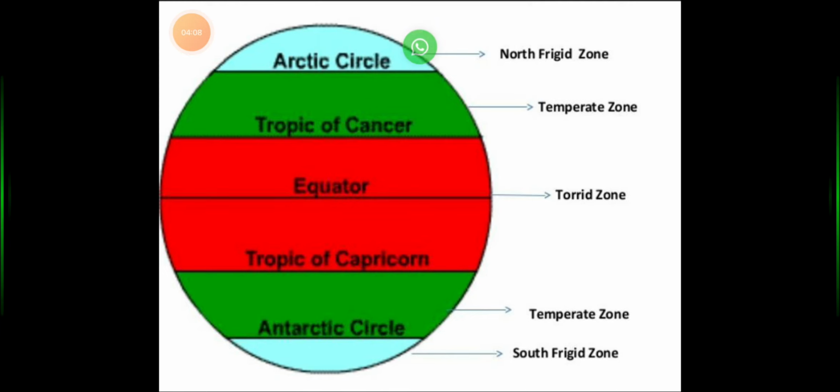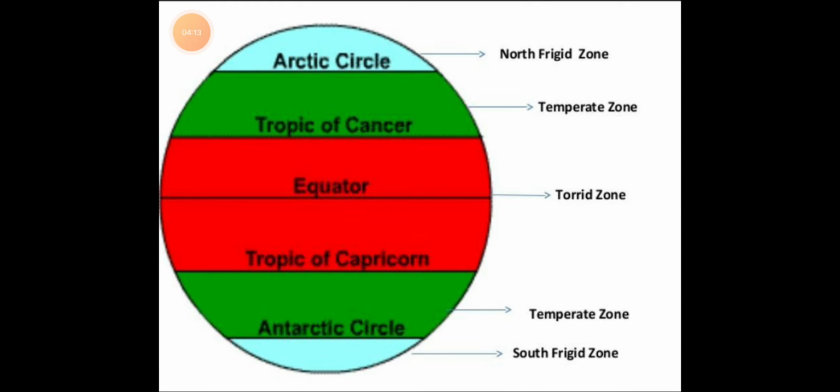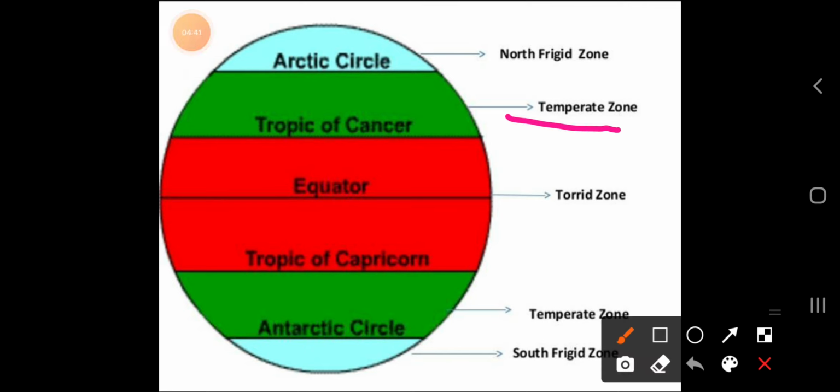Heat zones of the earth. Torrid zone, the area, all latitudes in between the Tropic of Cancer and Tropic of Capricorn. This area receives the maximum heat and is called a torrid zone. Second zone, the areas bounded by the Tropic of Cancer and Arctic Circle in the northern hemisphere and the Tropic of Capricorn and Antarctic Circle in the southern hemisphere. They have moderate temperatures and are therefore called temperate zones. North temperate zone, here we can see, south temperate zone, here we can see.